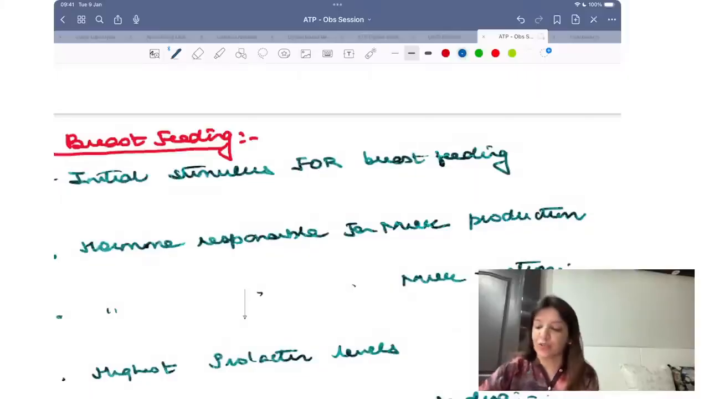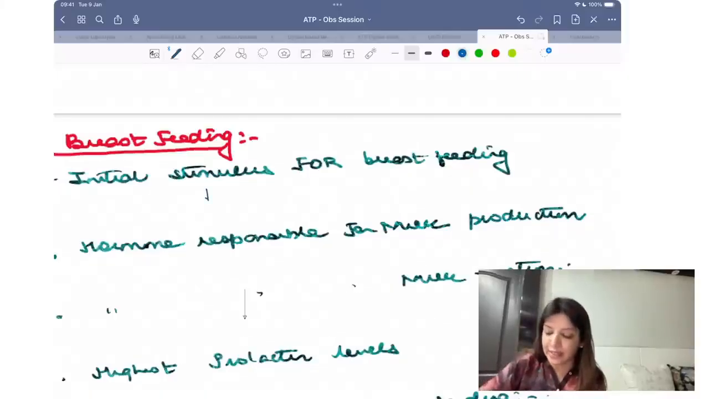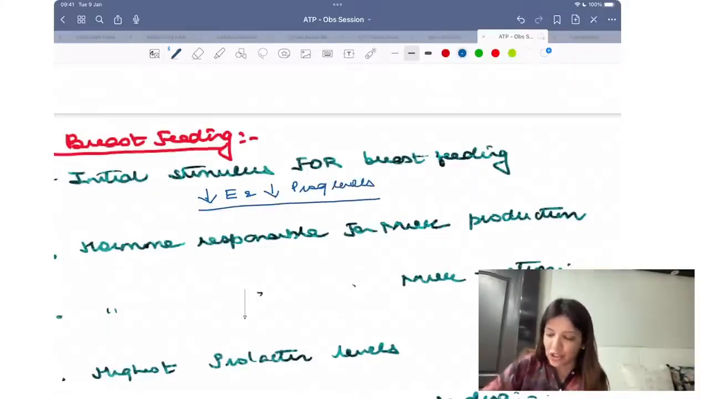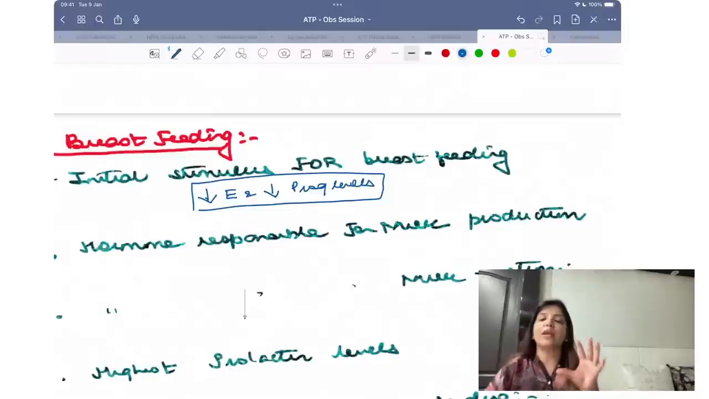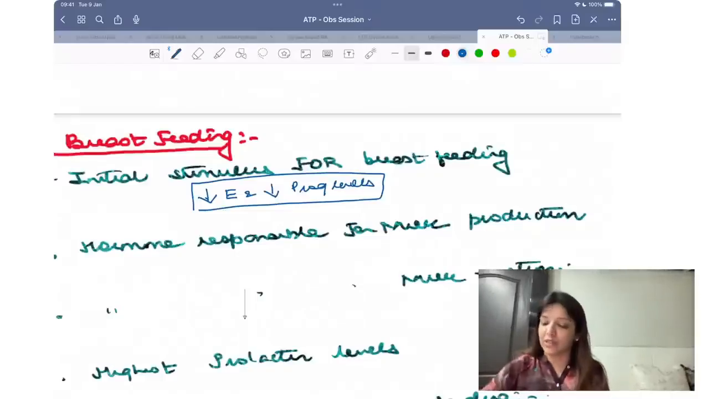What is the initial stimulus for breastfeeding? The initial stimulus for breastfeeding is the decrease in estrogen and progesterone levels. Please remember, this is the initial stimulus. Estrogen and progesterone during pregnancy had a negative effect on prolactin. Now, the moment the placenta is out, estrogen decreases, progesterone decreases. So, the negative effect which estrogen and progesterone had on prolactin is gone, and that is the initial stimulus for breastfeeding. This is your NEET question, right?